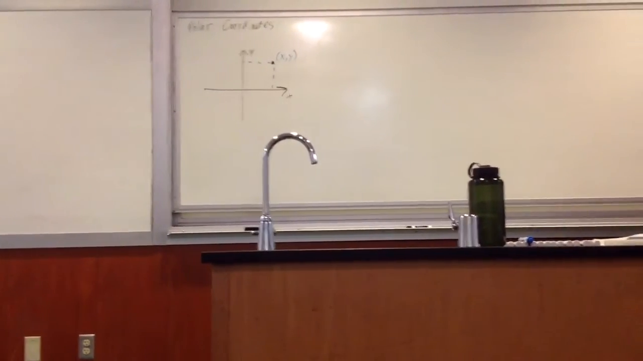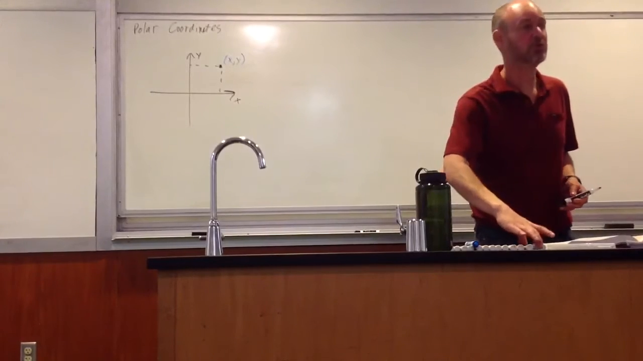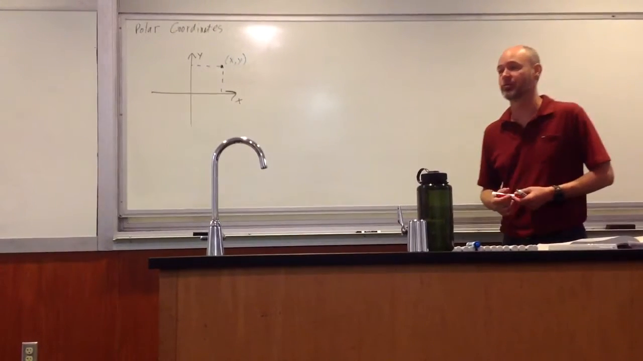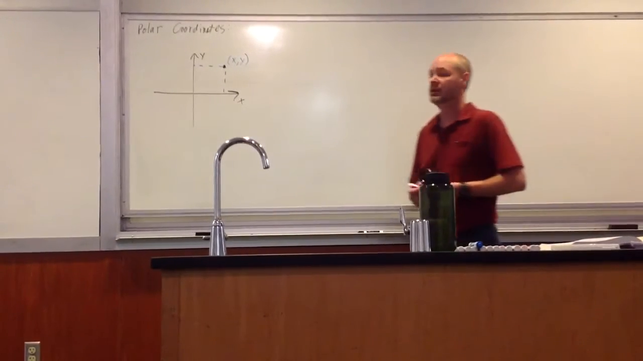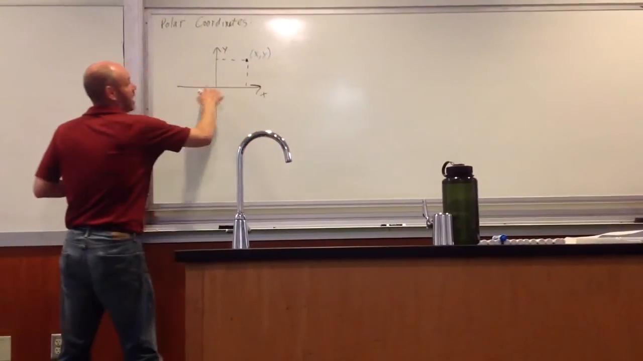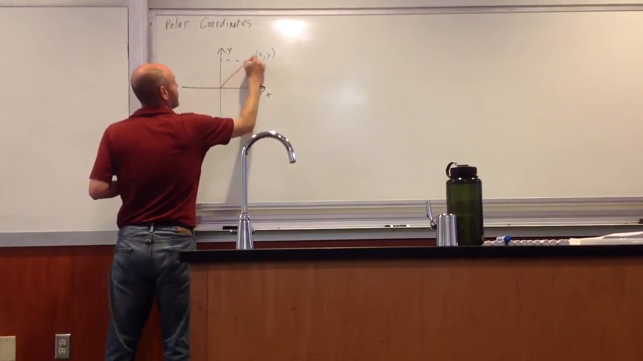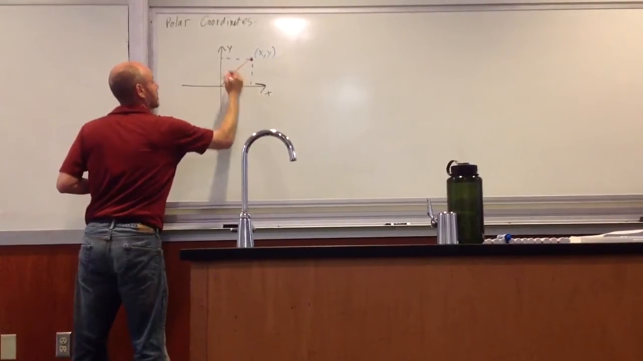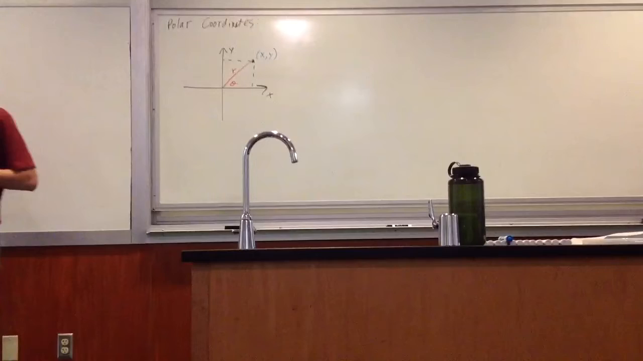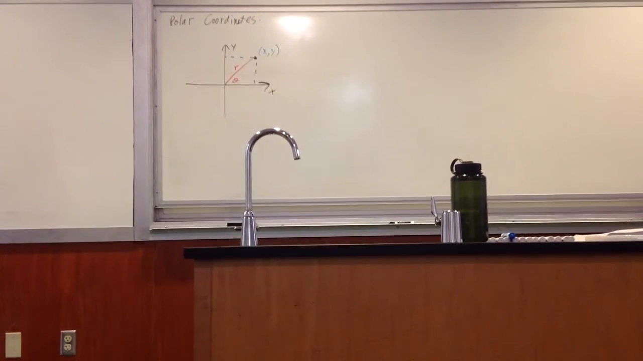Another way to represent a point in 2 dimensions, and in a minute I'm going to show you some alternatives when we talk about 3 dimensions as well, is instead of going x comma y, I can go straight from here. I can turn at a certain angle and then go straight to it.